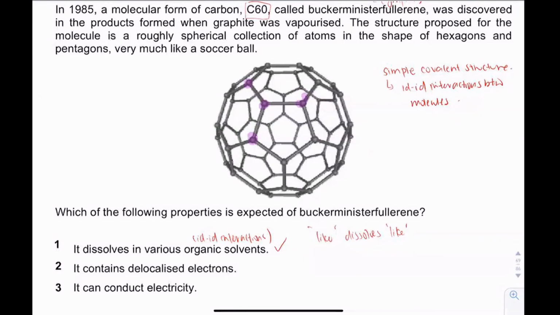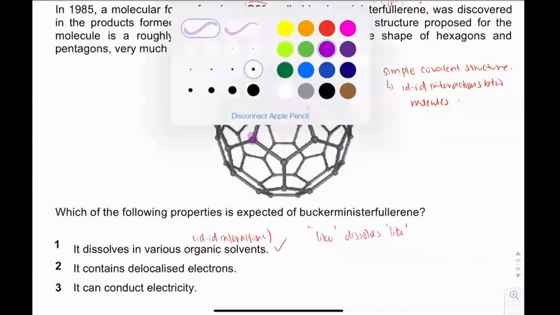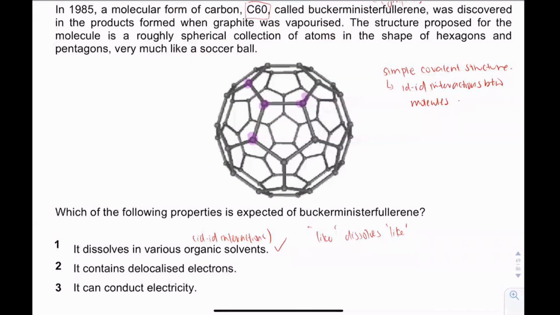For the pentagon, let's take a look at the hexagon. In the hexagon, 1 carbon atom is also bonded to 3 other carbon atoms. So same story, it will also contain delocalized electrons. Therefore, this is accurate.